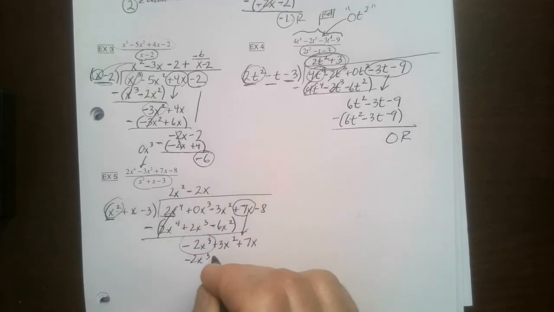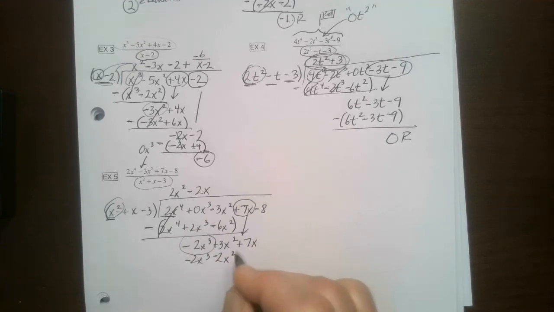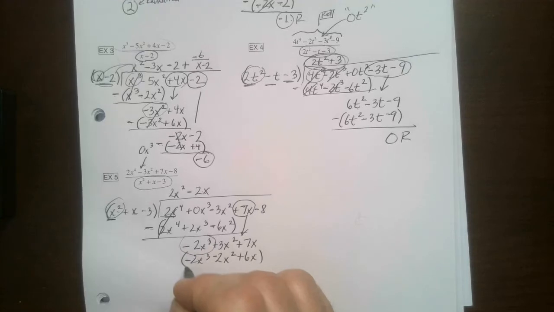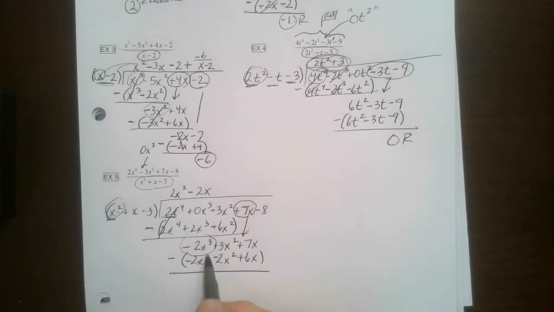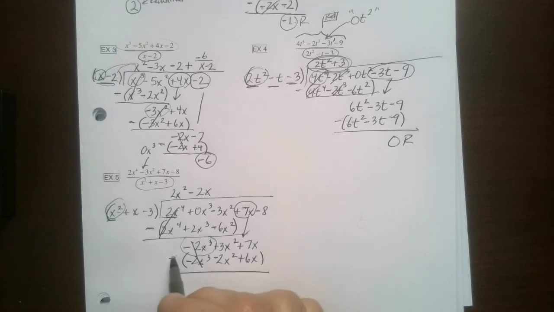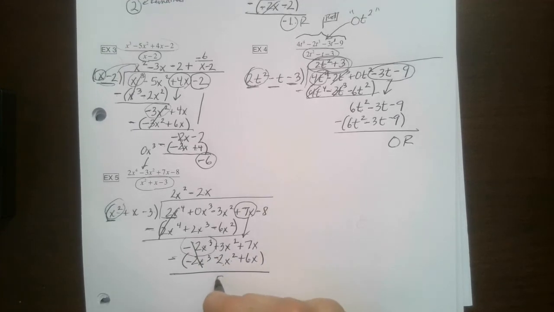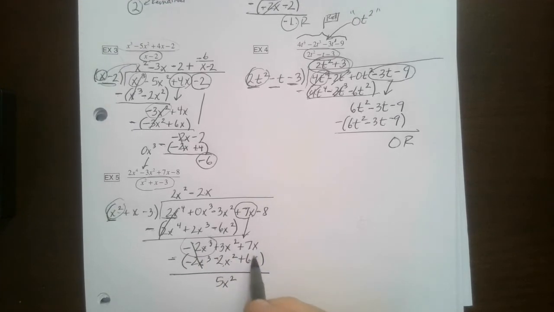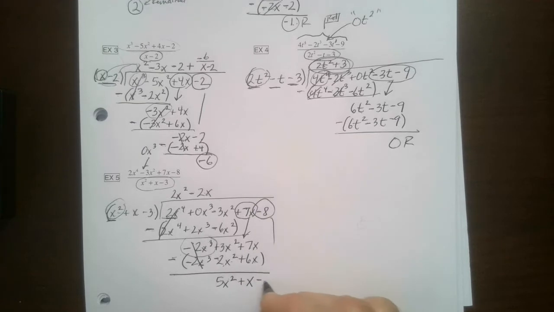This times this is negative 2x squared. This times this is 6x. Do not forget to subtract. This minus itself, gone. 3x squared minus a negative 2x squared is actually 5x squared. 7x minus 6x is just 1x. Now I bring this down, negative 8.